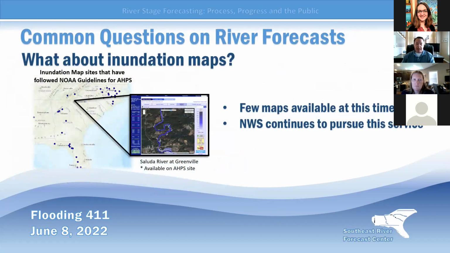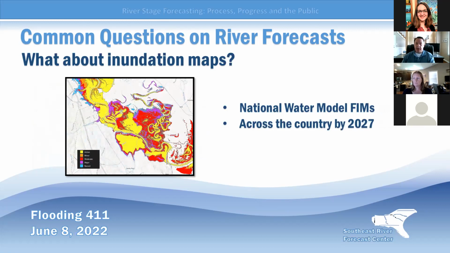As far as inundation maps, this is always a hot topic for most people in water and water forecasting. We do have a static inundation map that has been available for quite some time on the Saluda River at Greenville, South Carolina. But the National Water Model will be the tool for the future that will make flood inundation maps more available. This is a priority goal for the National Weather Service, and we're hoping to have maps for the entire country by 2027. Those will be out of the National Water Model.